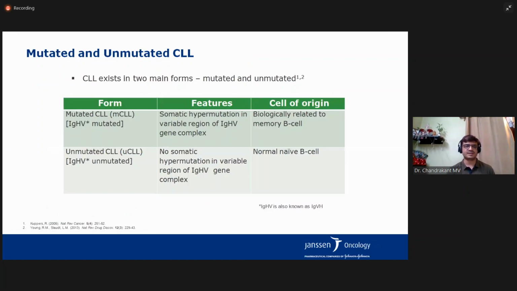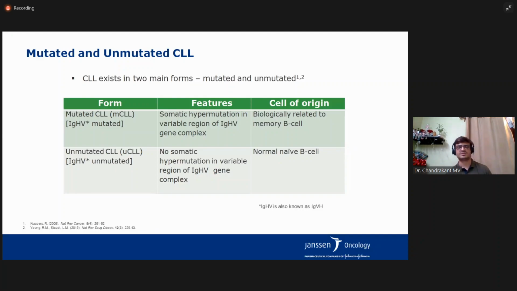So, CLL is a heterogeneous disease, not only at the genetic level, not only at the chromosomal translocation level. Even if you look into the IGHV mutation, if a CLL cell is mutated, that means it is a memory B cell. So mutation is sort of good prognosis. The somatic hypermutation in the variable region of IGHV being there, and then the cell of origin is a memory B cell. Whereas unmutated is always unfavorable.